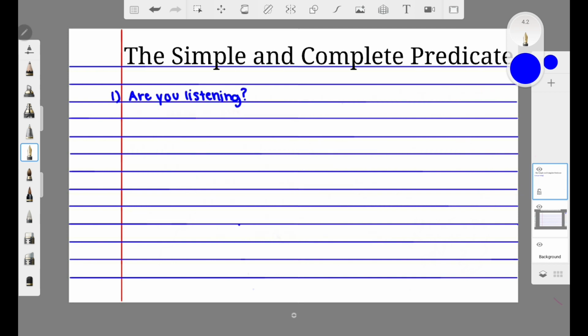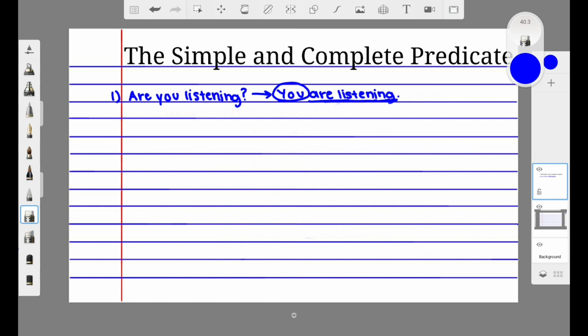So I want to quickly go over this example because it can be a little bit difficult to identify the simple and complete predicate with a question. Like I've mentioned before, the easiest thing to do with questions is to write it in a sentence. You are listening. Now it's much easier to see you as the subject. Are listening is both the simple predicate and the complete predicate.